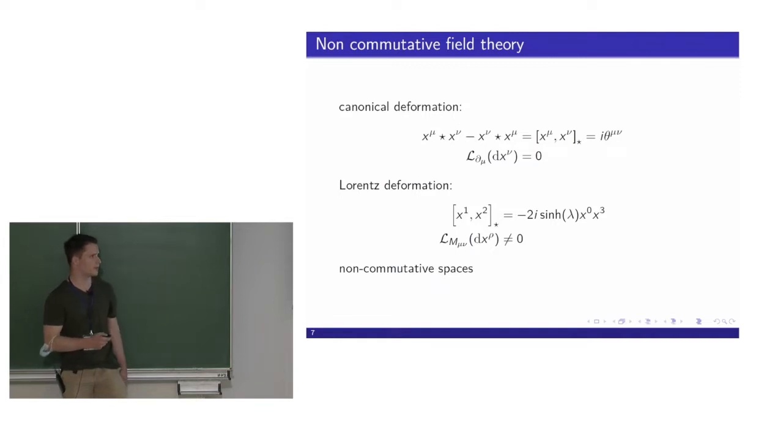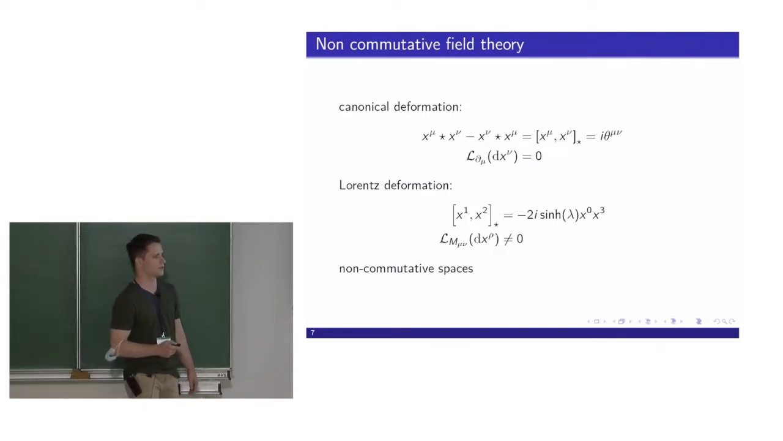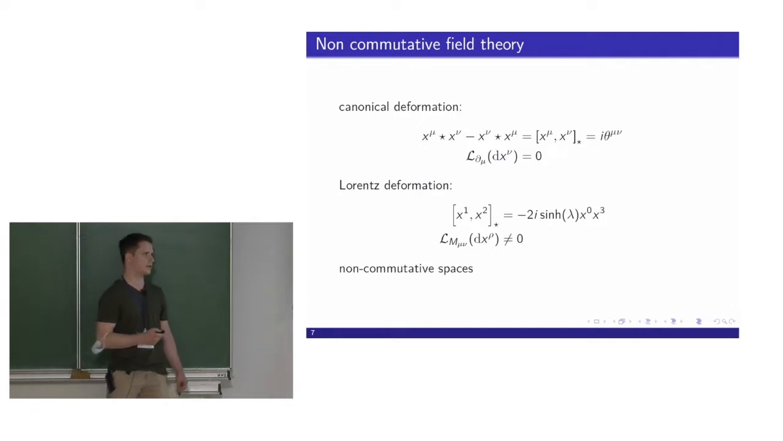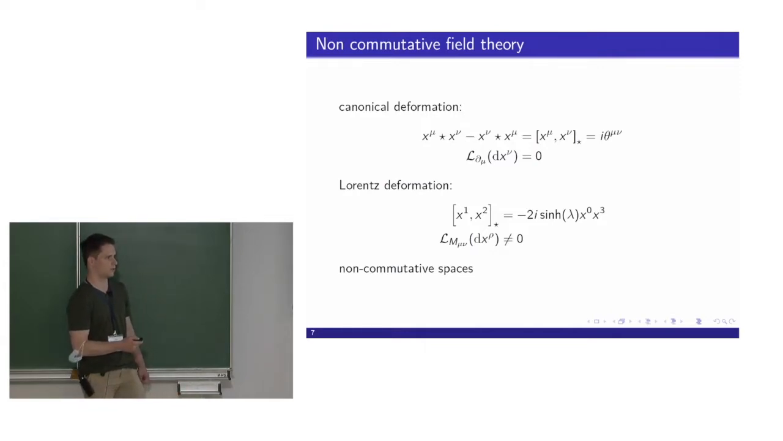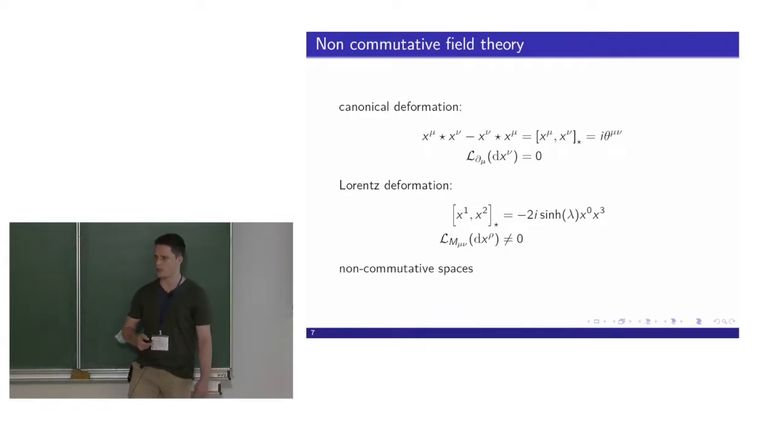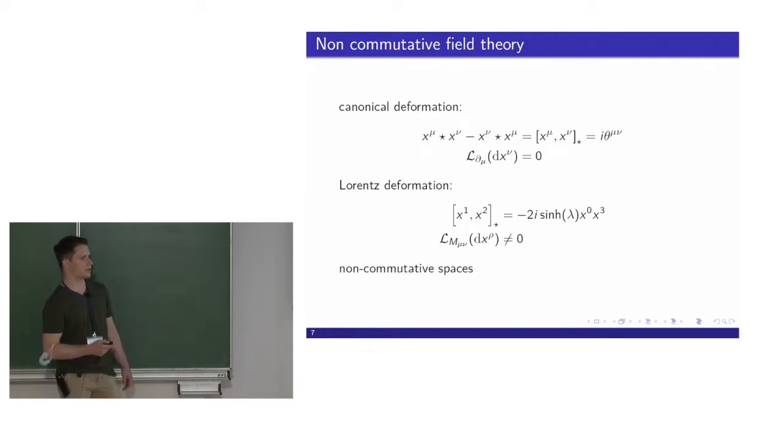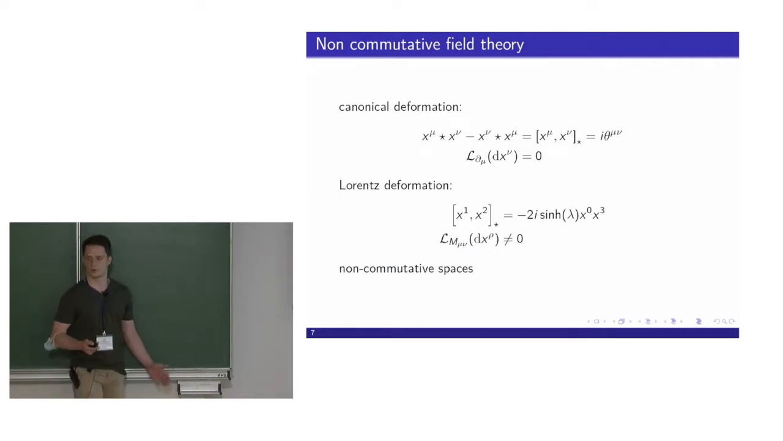For the Lorentz deformation, the story is more complicated. Here we have a non-constant commutator, for example, for this star commutator between x1 and x0 and x2. And we also have this non-vanishing Lie derivative with respect to Lorentz generators of these basis 1 forms, which actually means that the twist sees those basis 1 forms. And since these commutators here are non-vanishing, we call those non-commutative spaces.